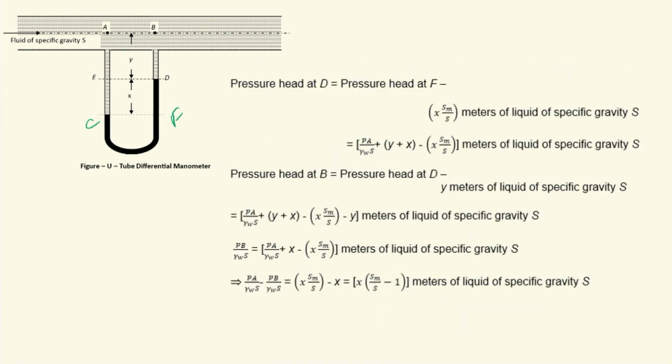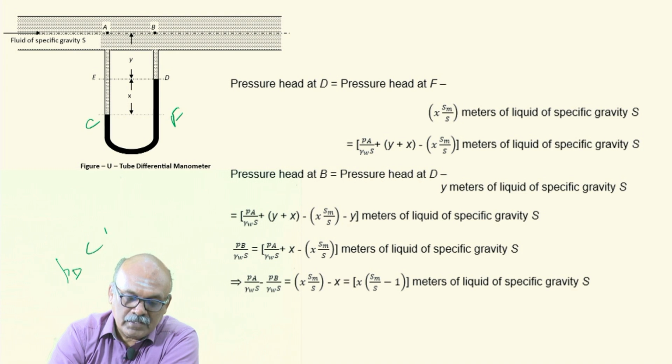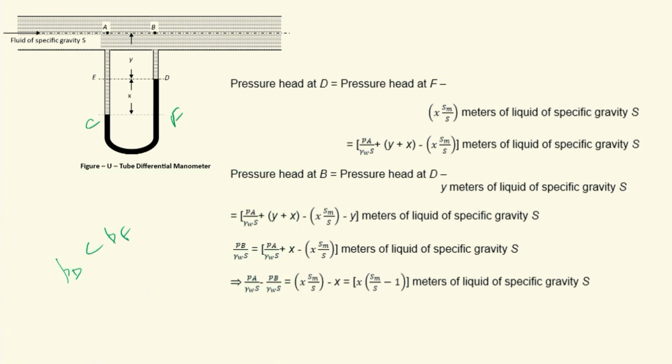So pressure at D will be less than pressure at F, because D is above F. So pressure head at F minus the pressure due to the column of manometric liquid of specific gravity Sm. We are expressing all pressures in terms of pressure head, that is, equivalent column of fluid of specific gravity S.